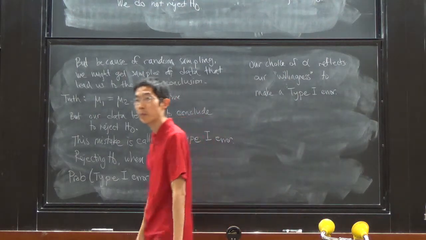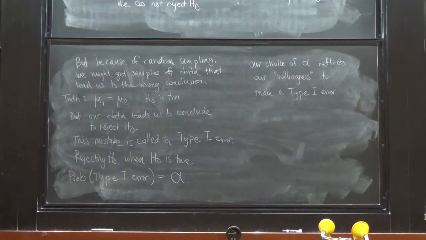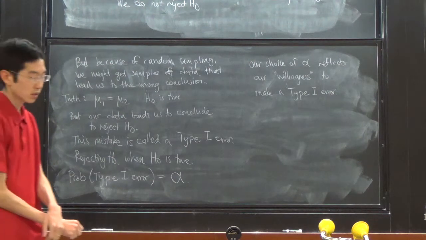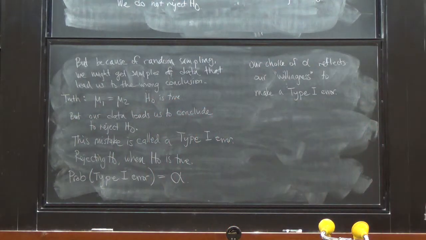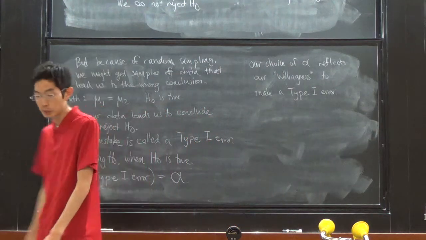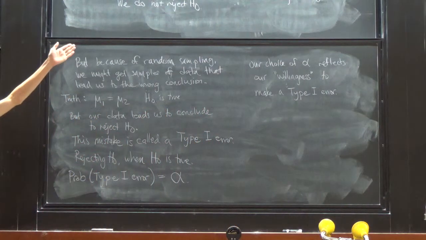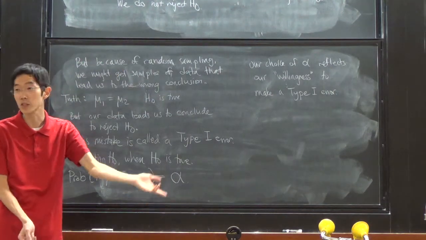Make a type 1 error. So when the null hypothesis is true, our data could lead us to conclude that the null hypothesis is false, just because the data was unusual. All right. And then the flip side is also possible. Ideally, when the null hypothesis is false, our data would lead us to that conclusion.